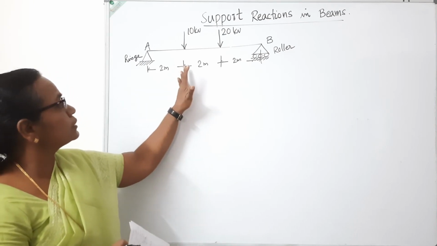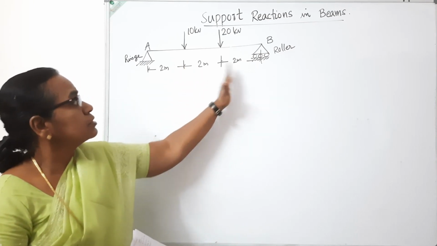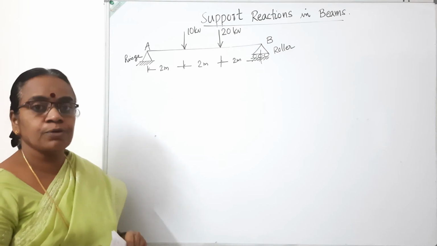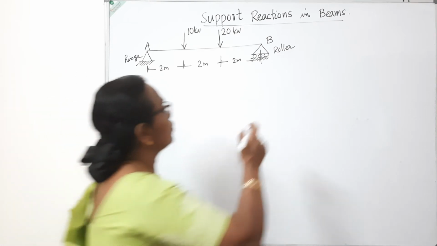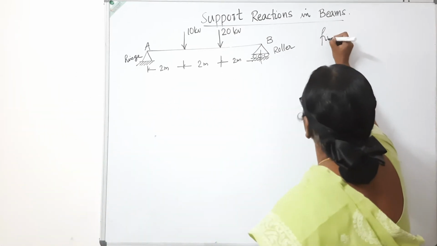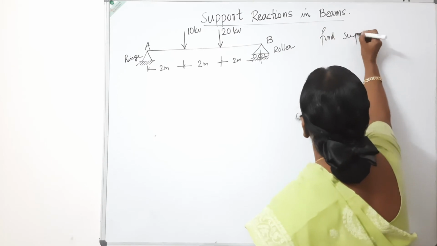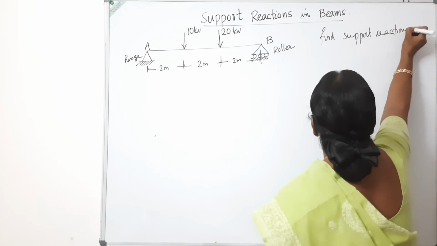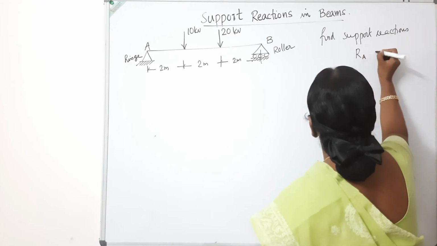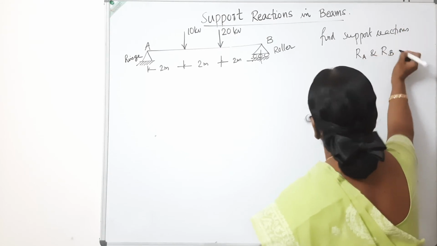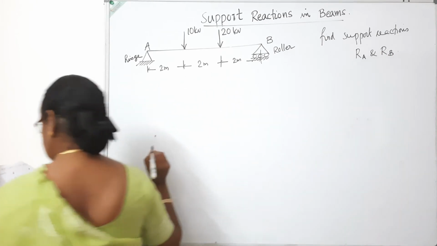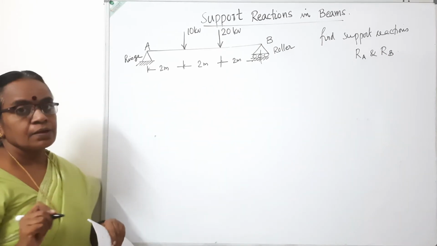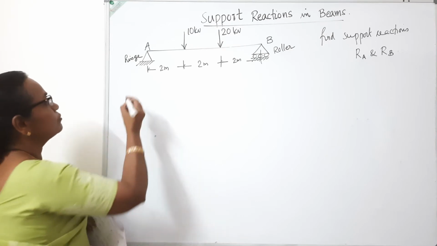From support A, the first load is 2 meters distant, and the second load, 20 kilonewton, is 2 meters from support B. We are asked to find out the support reactions. The question is: find the support reactions RA and RB. So here also the first step is you draw the free body diagram.